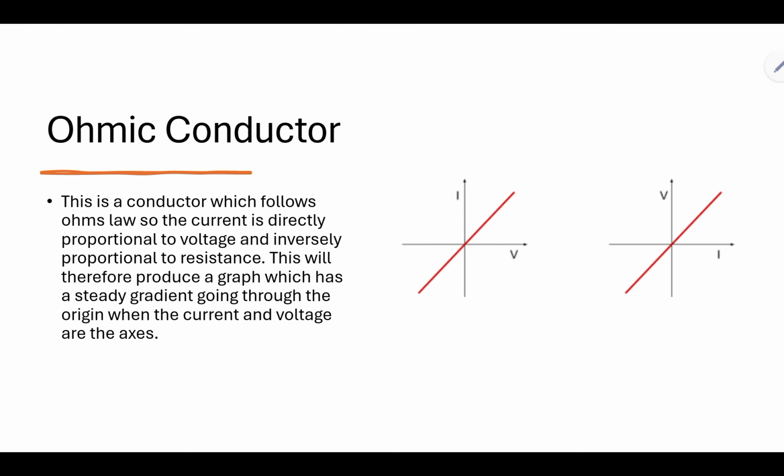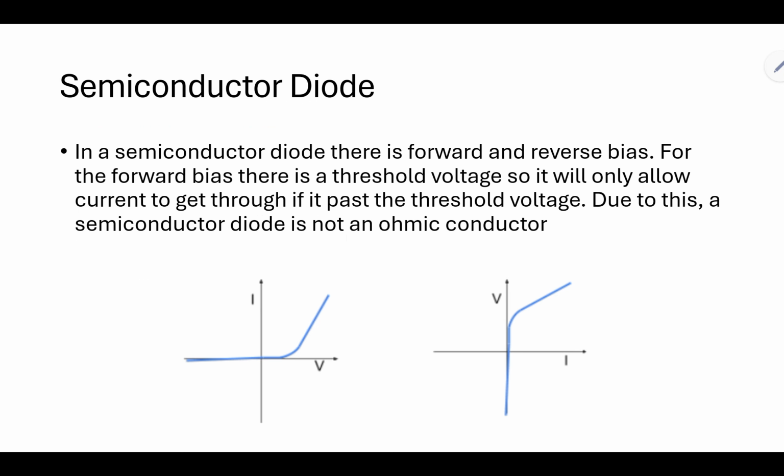Today we are going to be going on to current-voltage graphs of different conductors. An ohmic conductor is a conductor which follows Ohm's law. So the current is directly proportional to voltage and inversely proportional to resistance. This will therefore produce a graph which has a steady gradient going through the origin, where the current and voltage are the axes. This can be seen through the graphs on the right of the screen.